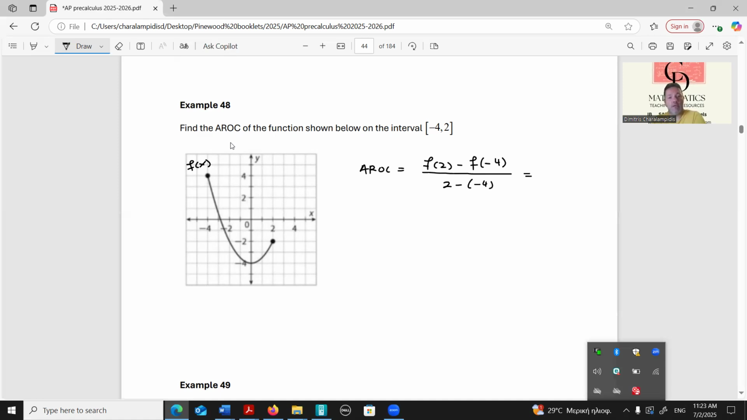f of 2 can be seen from the graph. When the input value is 2, the output value is -2. So f of 2 is -2. f of -4: when the input value is -4, the output value is 4. So it's -2 minus 4 over 2 plus 4. So that would be -6 over 6, which is -1.